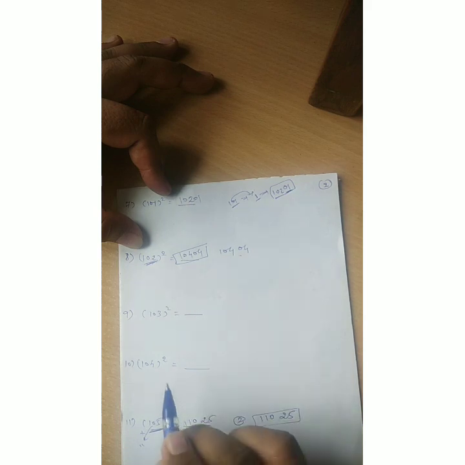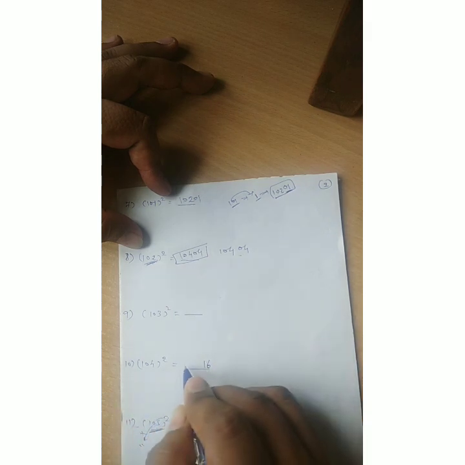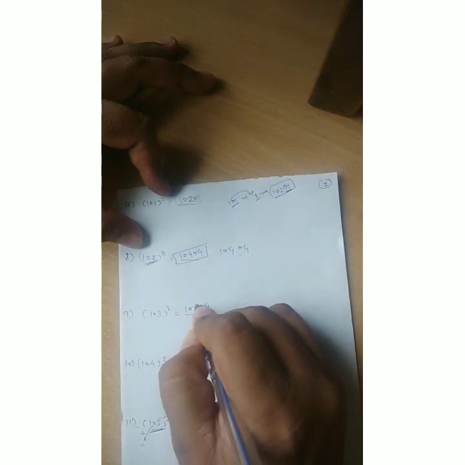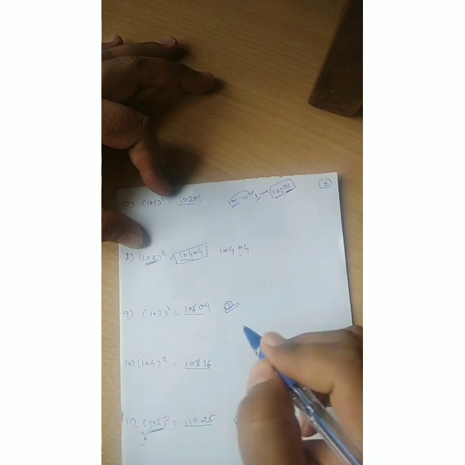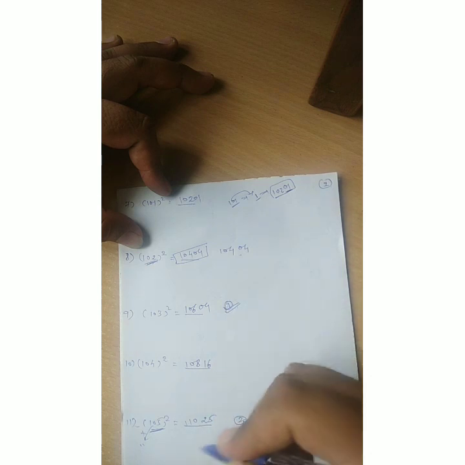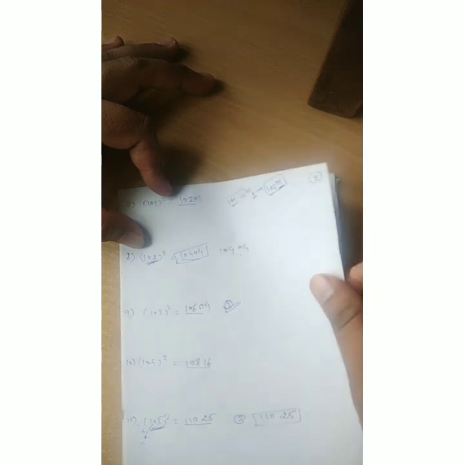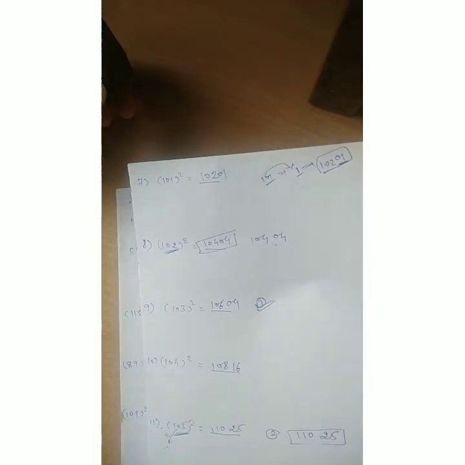Okay, now 104 square. So 104 is 4 steps ahead from the 100. So 4 square, that is 16, and that 4 must be added to the 104, that is 108, 16, so 10816. Think over it and try to repeat all these sums in your own way. And if you find any difficulty, please pause it over here and watch this video again and again.